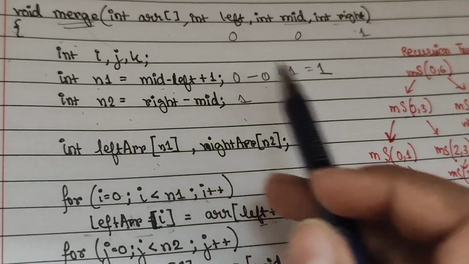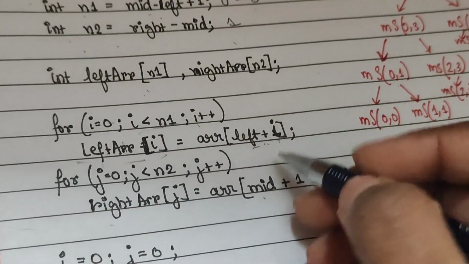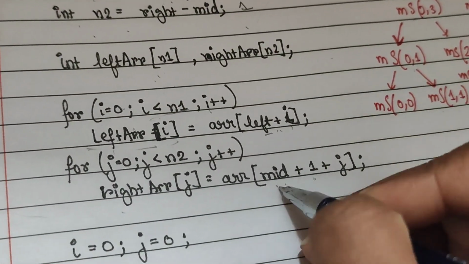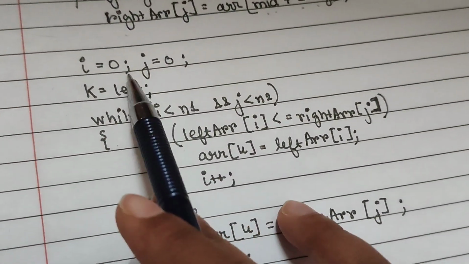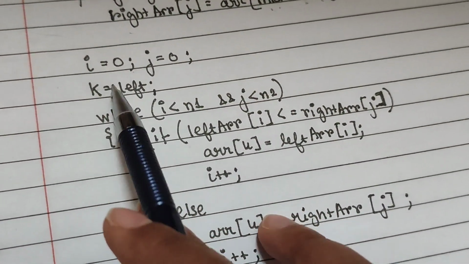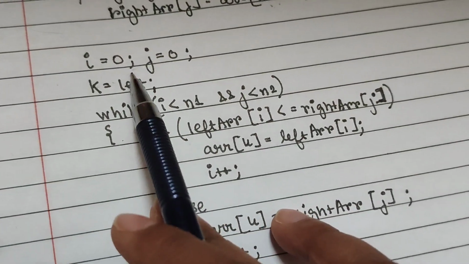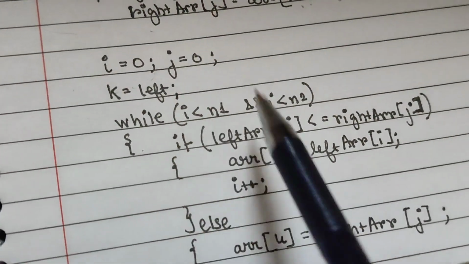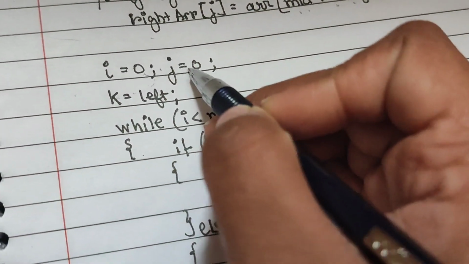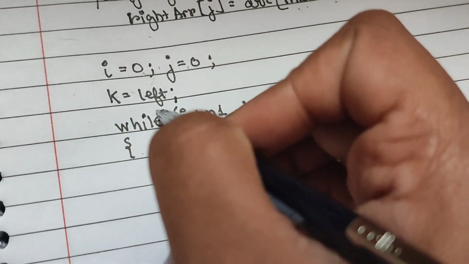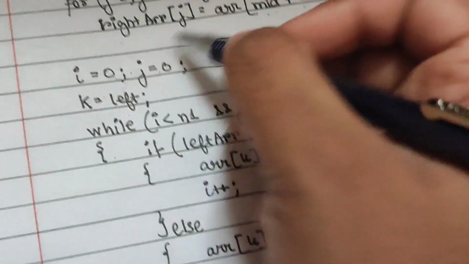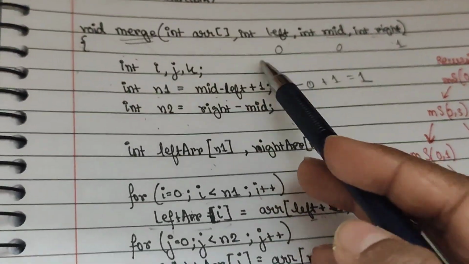The mid value is 0, so mid plus 1 plus j, 0. And again we have re-declared the variables, so i equals 0 and j equals 0, and then the k variable is taken as left. Okay, so the k variable is the left index.